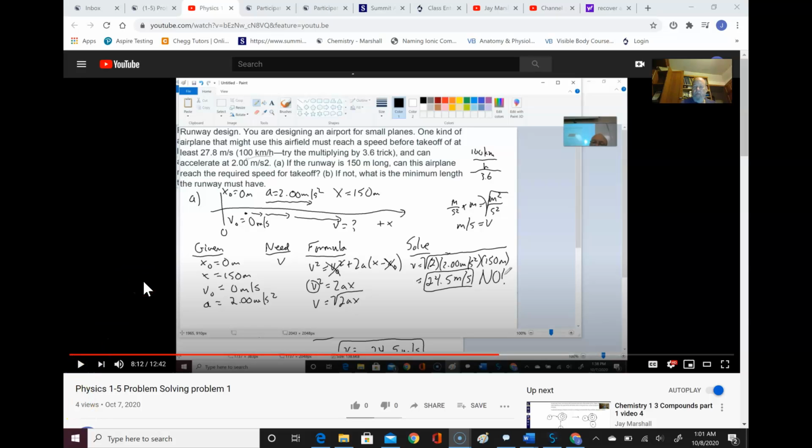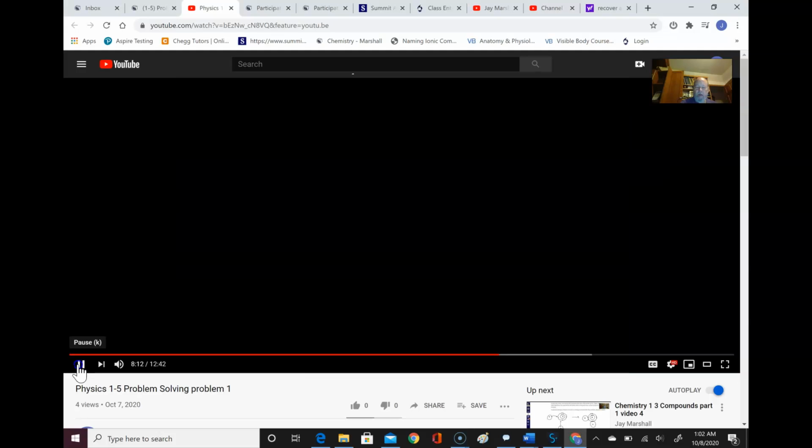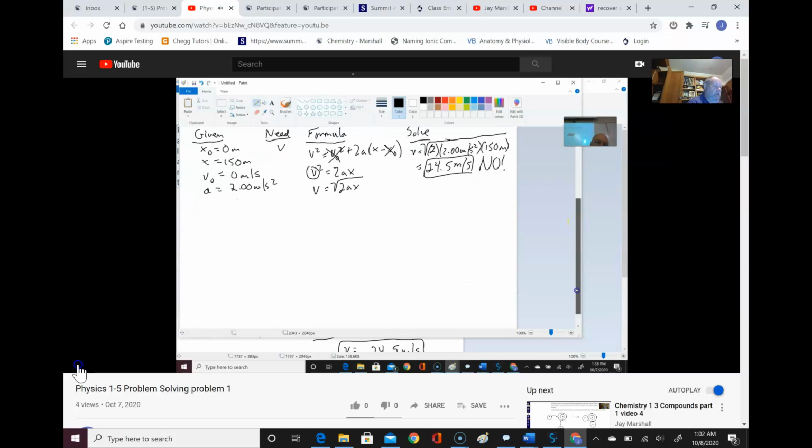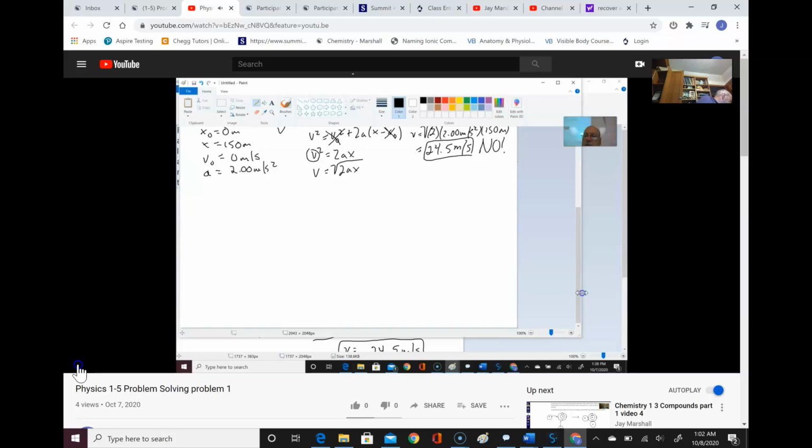Okay, so we're going to do the second part of this problem now. We just finished the first part and realized that the airplane's not going to be able to take off. It's not going to reach its takeoff speed by the time it gets to the end of the runway. So we want to figure out what the minimum length of the runway has to be. Here goes the rest of this video. If not, what is the minimum length the runway must have?